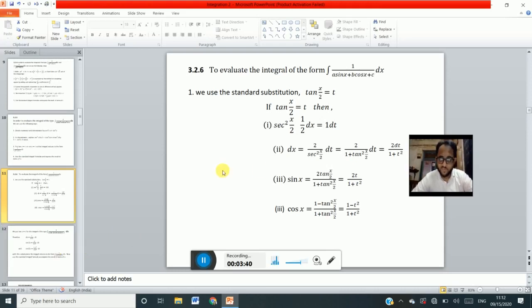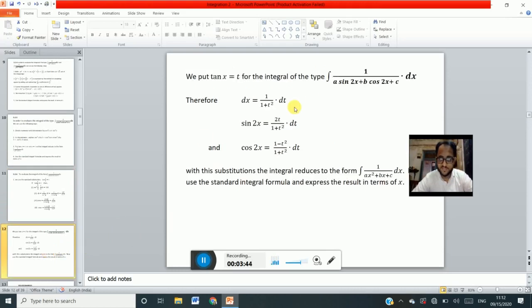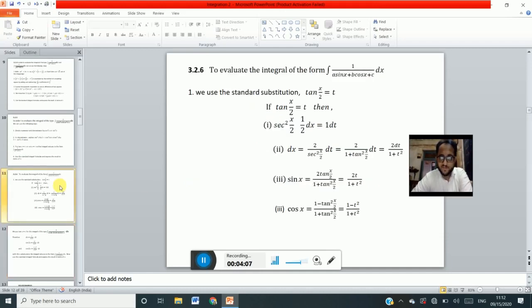Before that, there is one type of integration which is very similar to this one. See this: if instead of x we have twice x, that is, an integration of the type 1 upon a sin 2x plus b cos 2x plus c, then the substitution is slightly different. Here dx is dt upon 1 plus t square, whereas in the earlier case dx was twice dt upon 1 plus t square. That is the only difference.